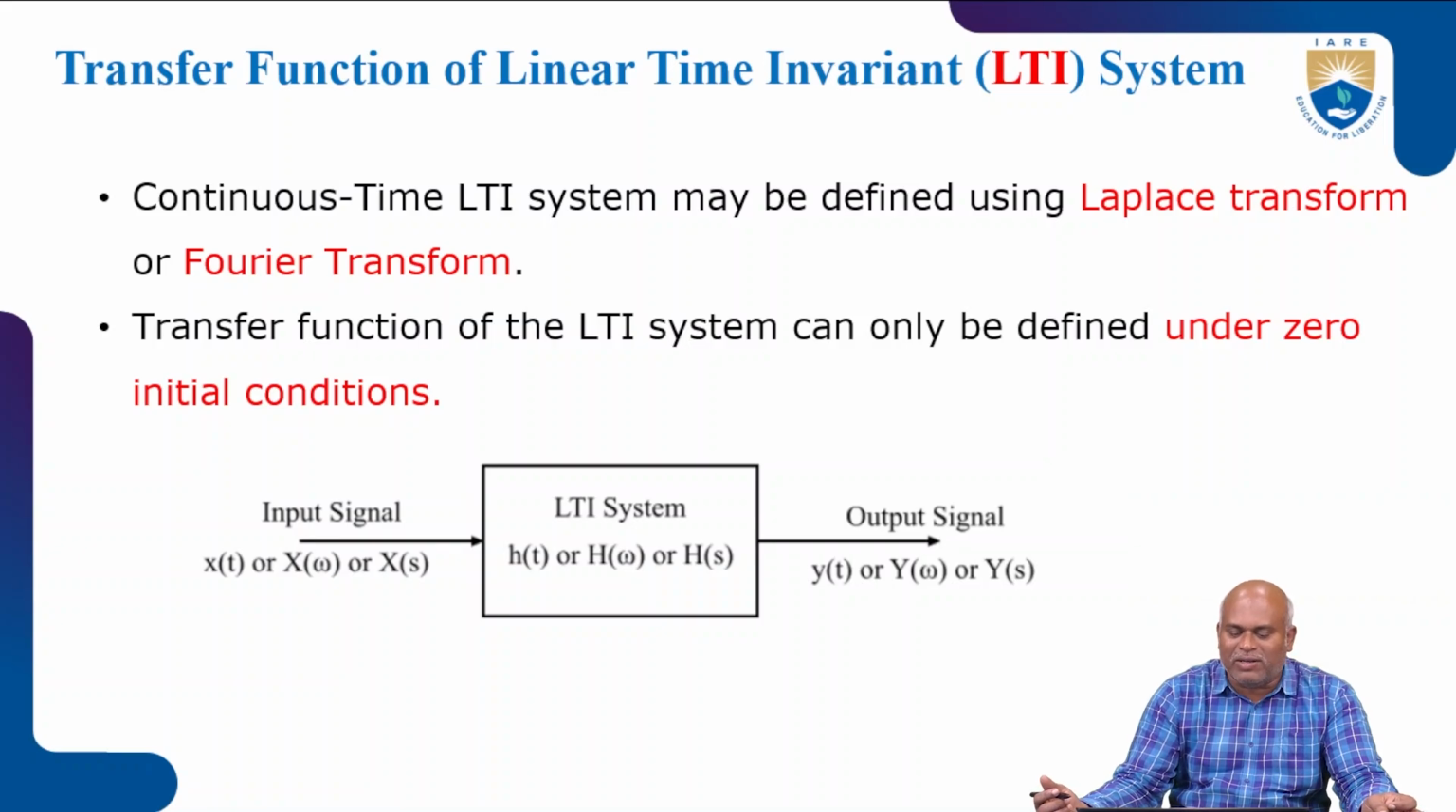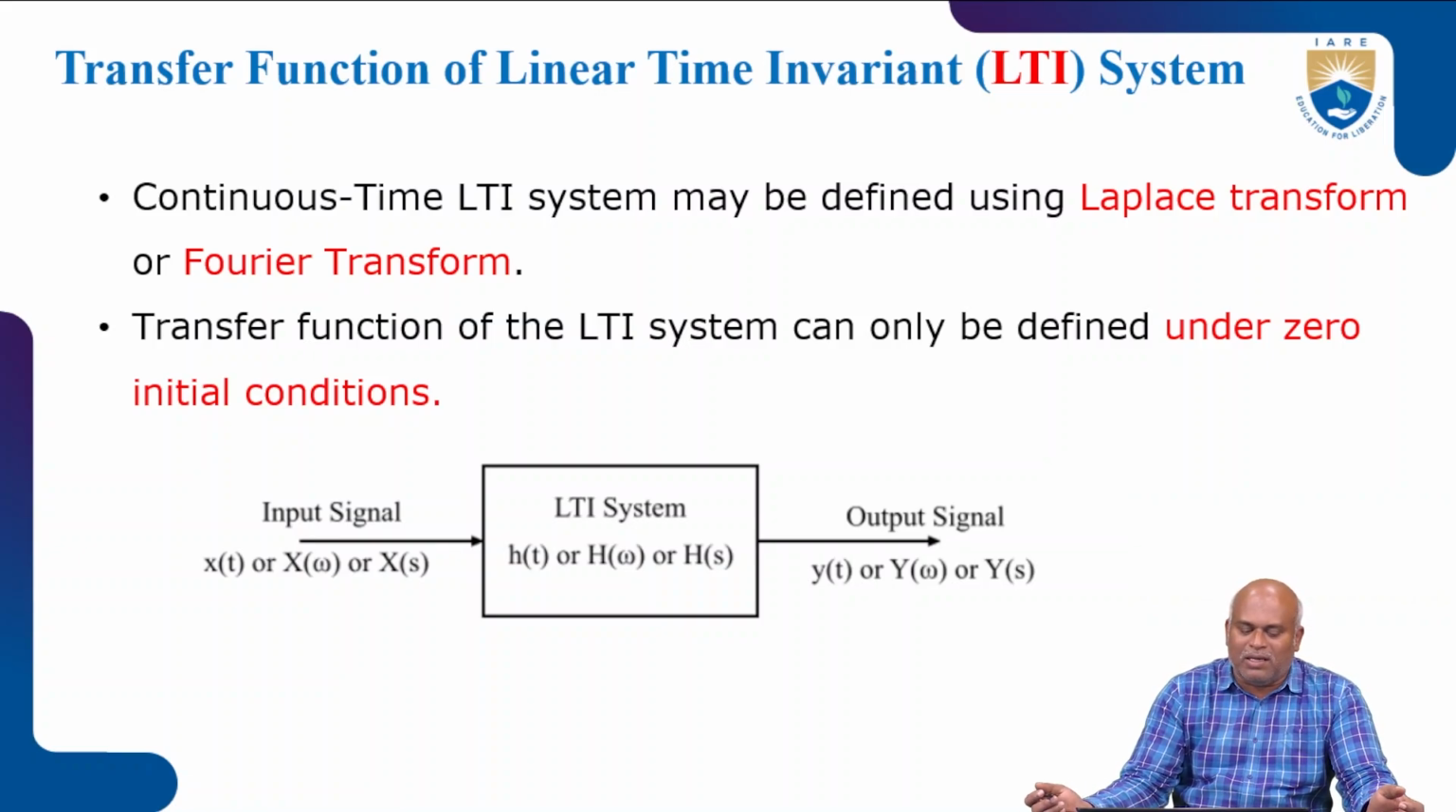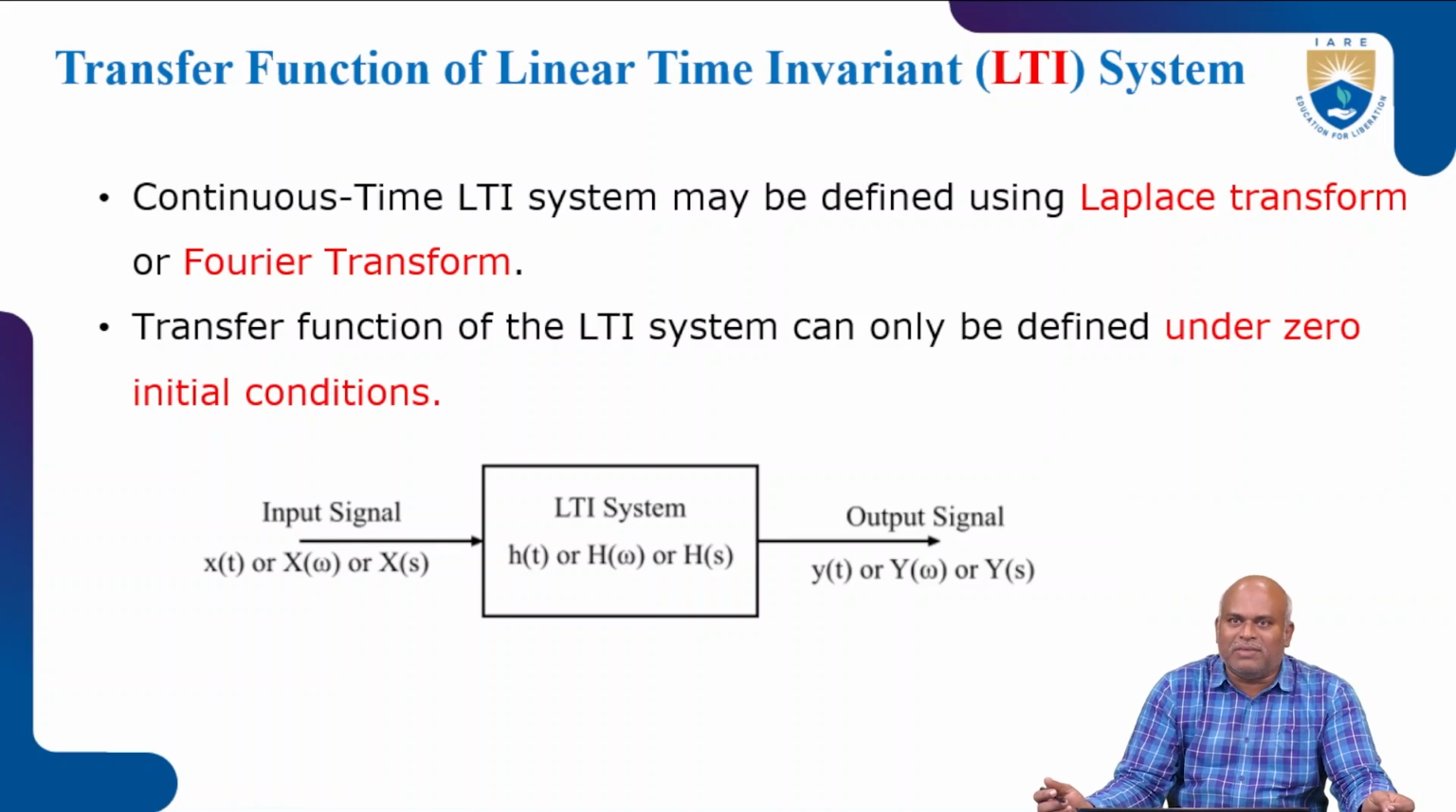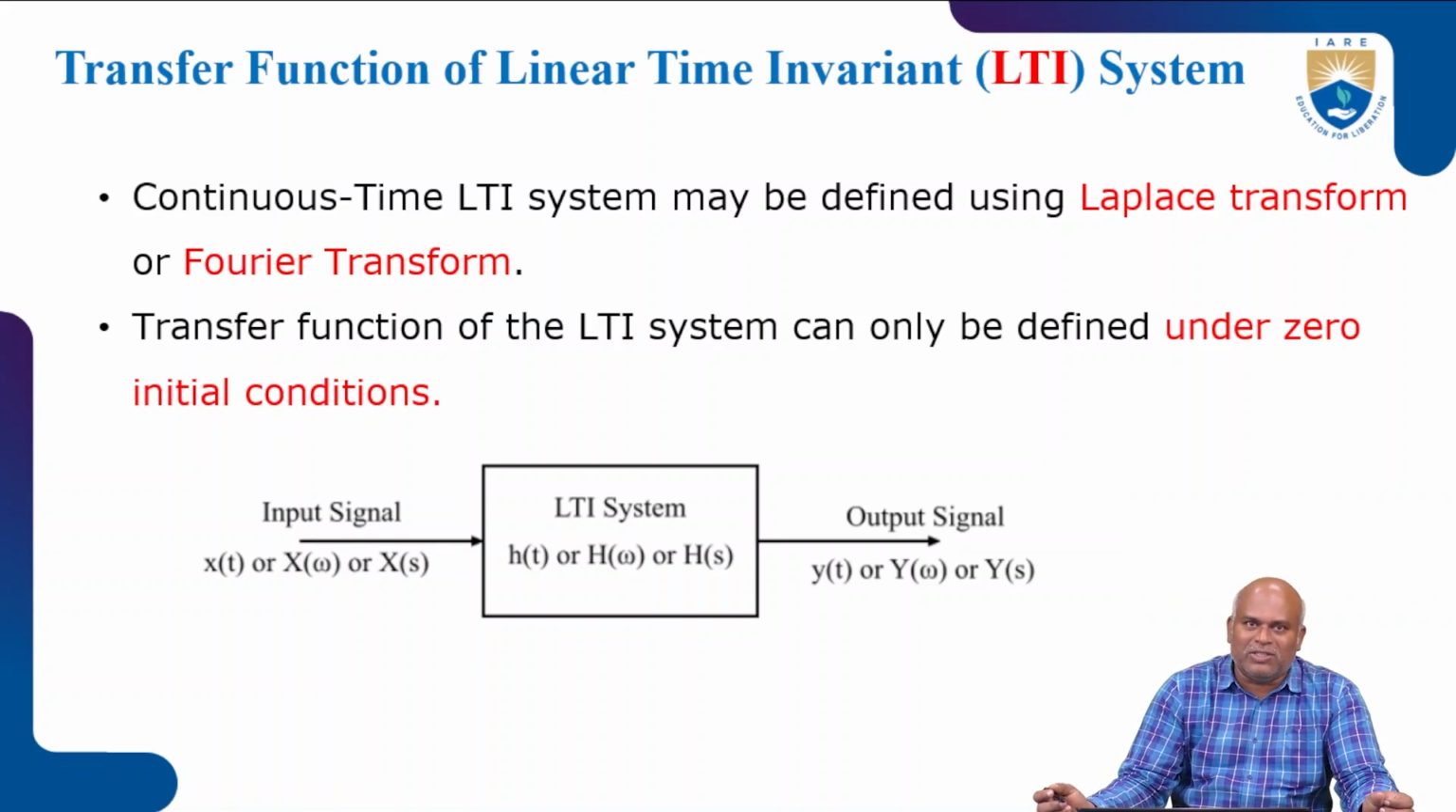First we take the continuous time linear time invariant system. It may be defined using the Laplace transform or Fourier transform. The transfer function of an LTI system can be defined only under zero initial conditions. Why? Because both the Laplace as well as the Fourier transform work under the initial condition as zero.